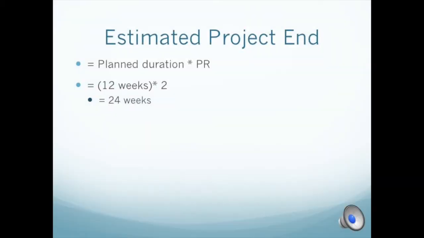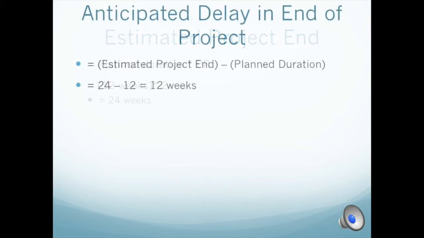To find the estimated project end, we have to multiply planned duration by rate of performance, which is 12 weeks multiplied by 2 equals 24 weeks. And to find the anticipated delay at the end of the project, we just have to find the difference between estimated project end and planned duration. In this example, it would be 24 minus 12 equals 12 weeks of anticipated delay at the end of the project.